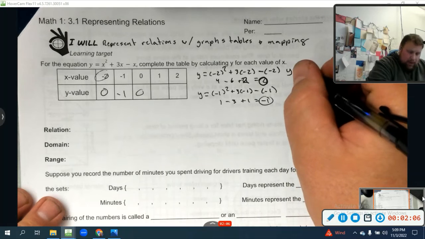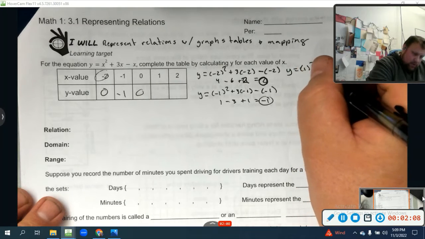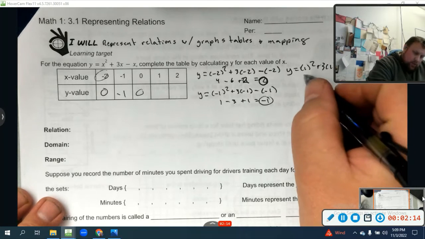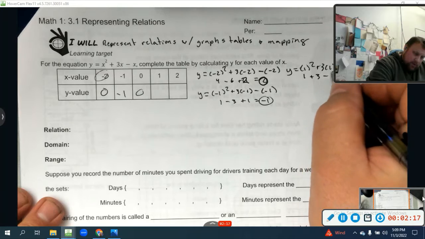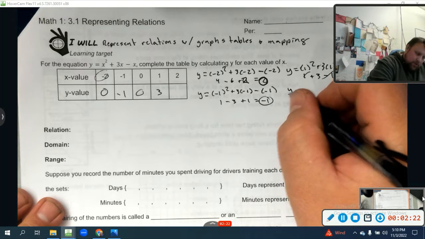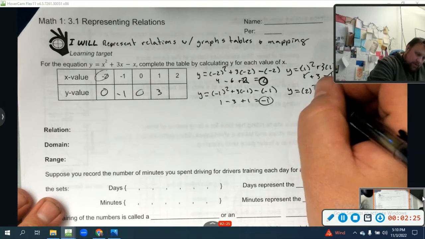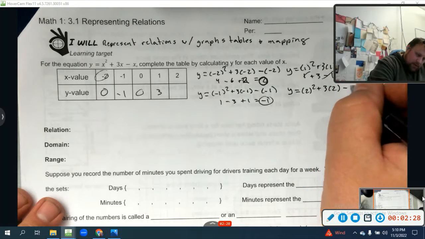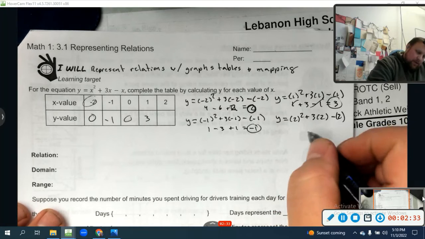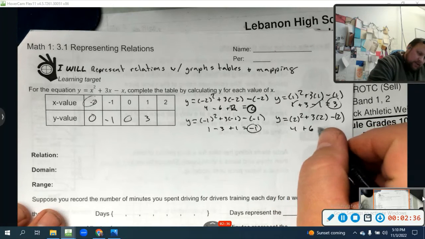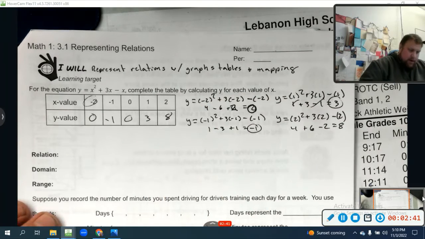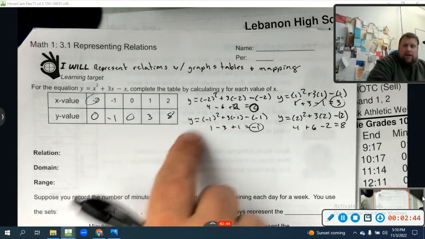How about 1? Y equals 1 squared plus 3 times 1 minus 1. So that's 1 plus 3 minus 1. Those will cancel out, and I'm left with 3. And the last one is 2. Y equals 2 squared plus 3 times 2 minus 2. I guess you couldn't really see the ones, but there we go. So that's 4 plus 6 minus 2. 10 minus 2 is 8. Boom. Awesome. And that is how you find y values in a table.